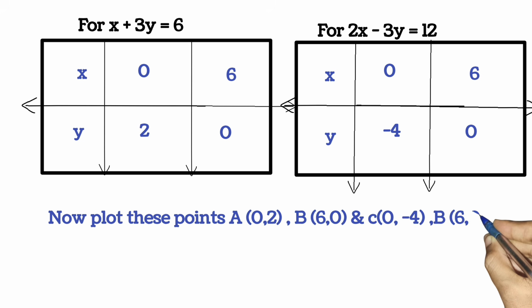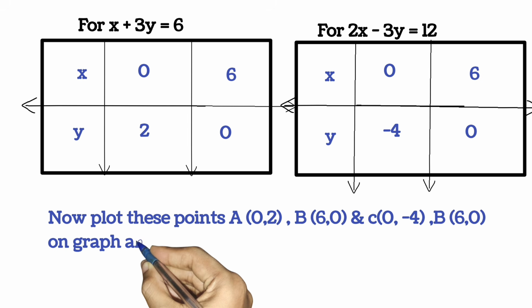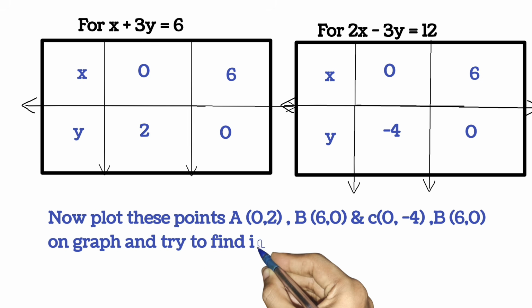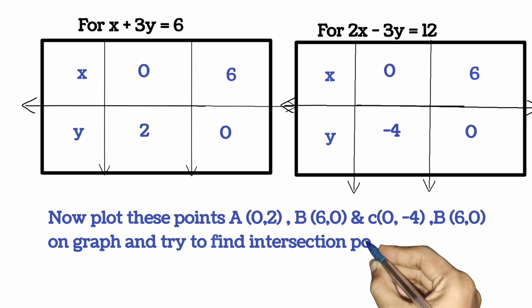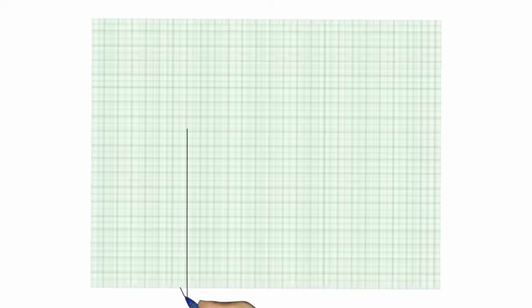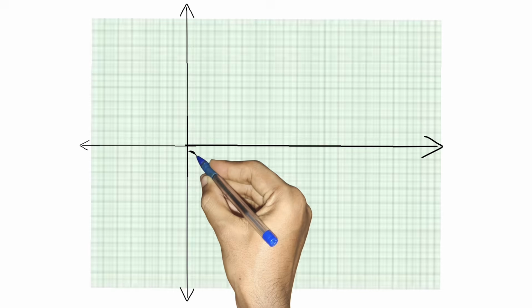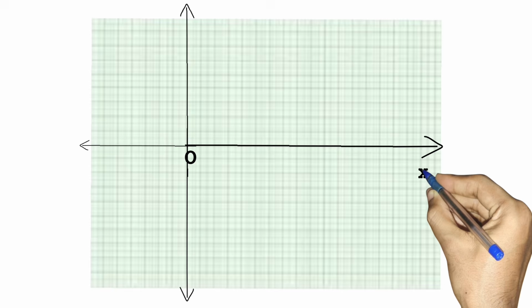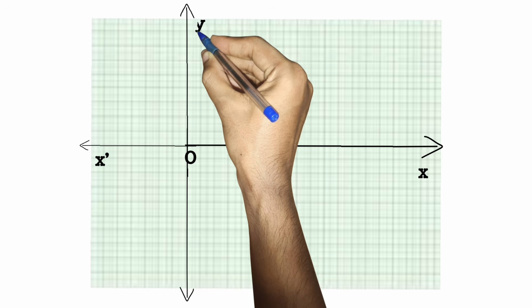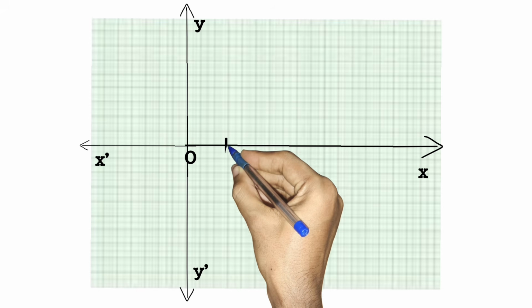Now plot these points A (0, 2), B (6, 0) and C (0, minus 4), B (6, 0) on the graph and try to find the intersection point. Take a graph paper and draw a vertical line and a horizontal line with arrows at both ends. Now mark the intersection of the lines at center 0. Now mark the horizontal line x and x dash and the vertical line y and y dash.